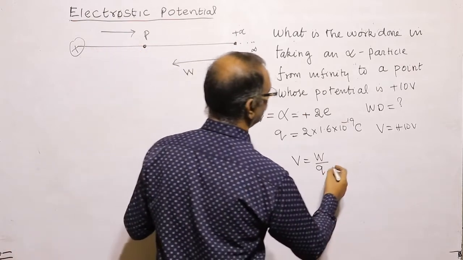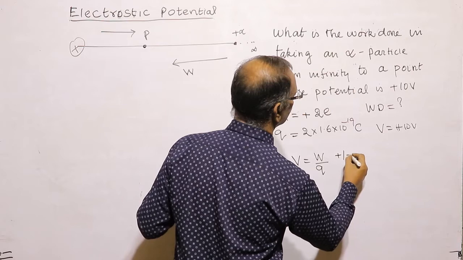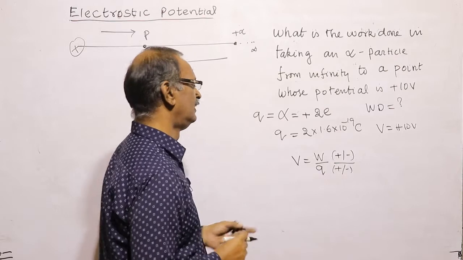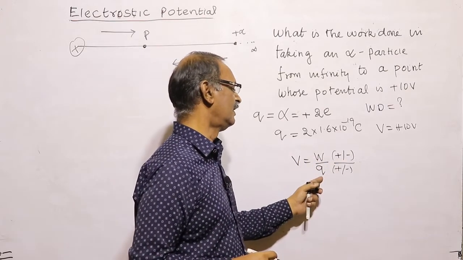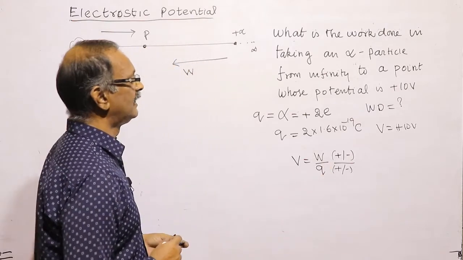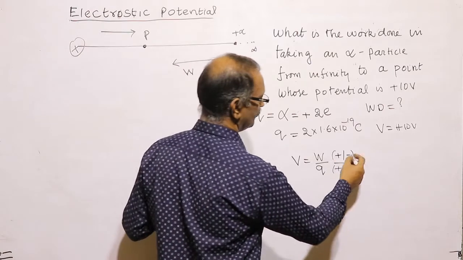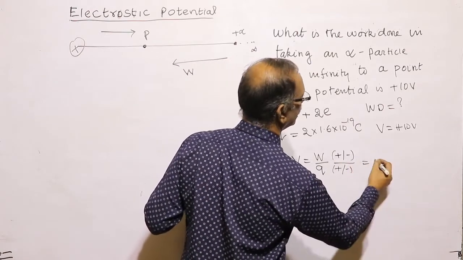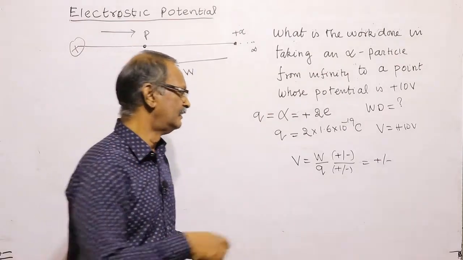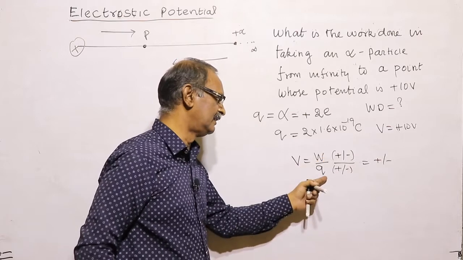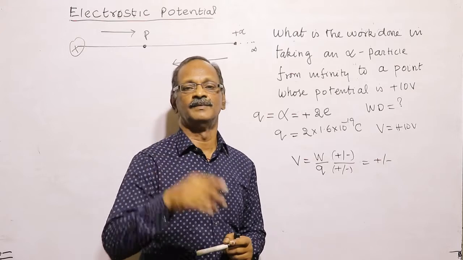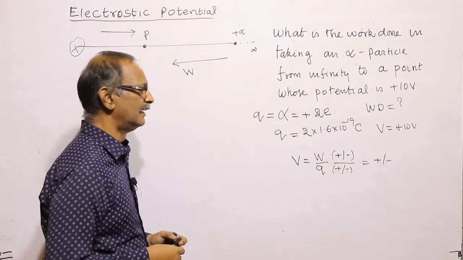Okay, now this may be plus or negative, and this may be plus or negative, because work done is a scalar. It may be positive or it may be negative. Charge may be positive or negative. So we have to put proper sign in calculating the potential. The combination will make the potential positive or negative. So remember, this is a scalar, this is a scalar. Scalar divided by scalar is another scalar. Another scalar means potential is a scalar.